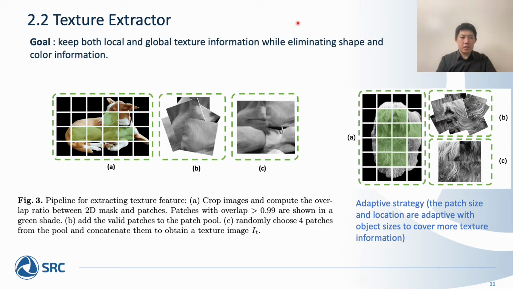For the Texture Extractor, we want to keep both local and global texture information. Given an input image, we first turn it into grayscale and then crop it into patches. We compute the overlap between the patches and the foreground. Only the overlap larger than a threshold will be put into a pool, and then we randomly select some patches from the pool to form the texture representation. Specifically, we design an adaptive strategy where the patch size and the location are adaptive to the object size to minimize the information loss of texture extraction.